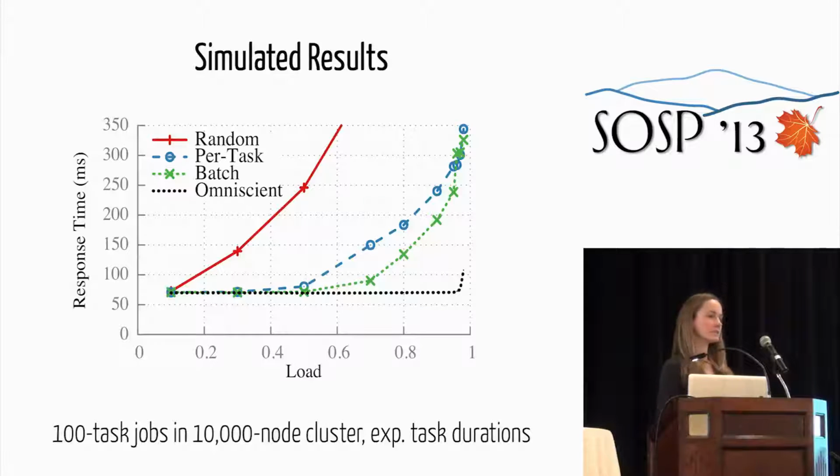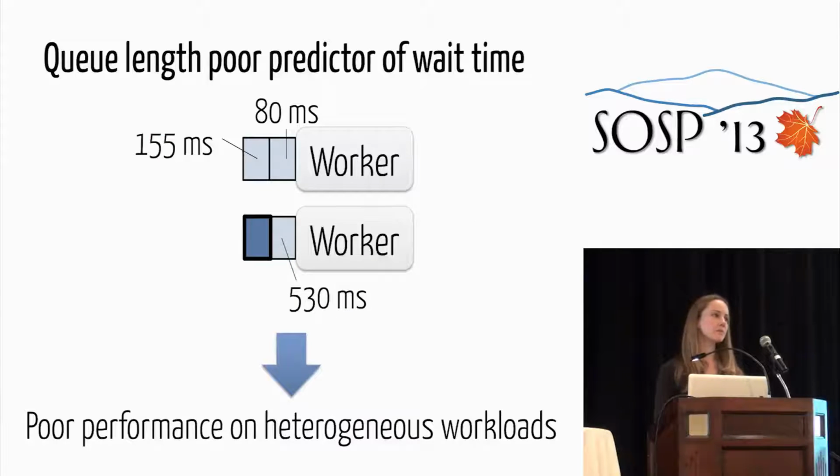Unfortunately, if we look at the results as load increases, batch sampling is still quite far away from an omniscient scheduler at high load. There's a couple of different problems remaining with batch sampling, but the biggest problem is that queue length isn't necessarily a good predictor of wait time. If you consider a scenario where the scheduler probes two worker machines, one with two tasks in the queue and one with just one, the scheduler will place the task on the worker with the shorter queue. But the scheduler had no way of knowing how long these tasks would take. It could be that those two tasks were both short and the one task is long, and the job would have had to wait less if the task had been placed on the worker with the longer queue.